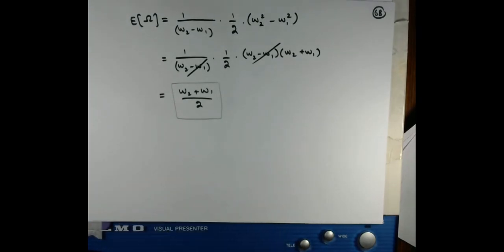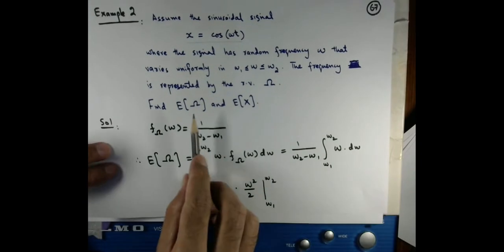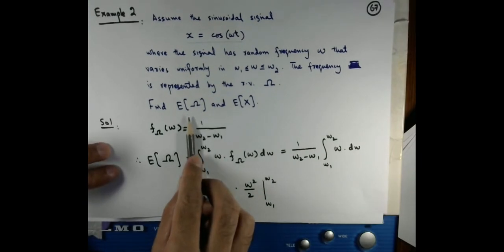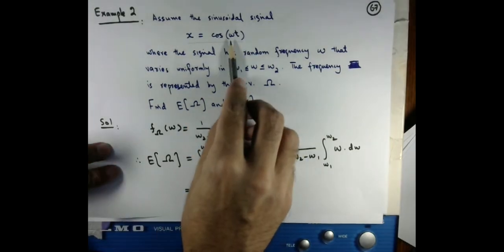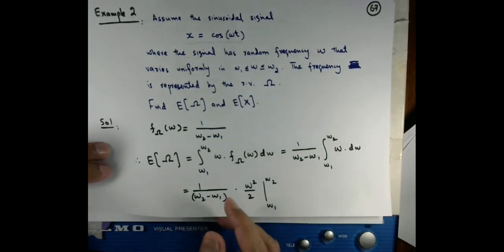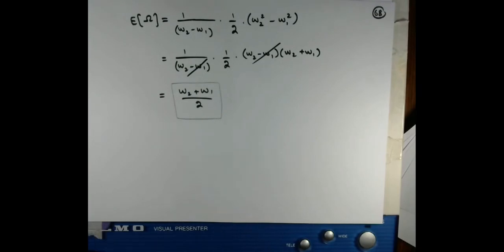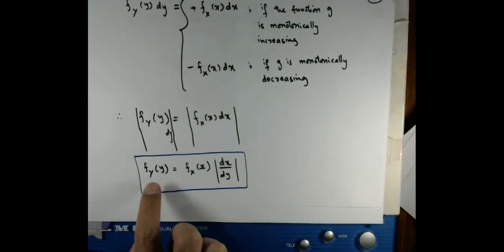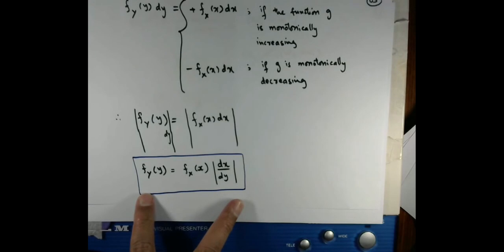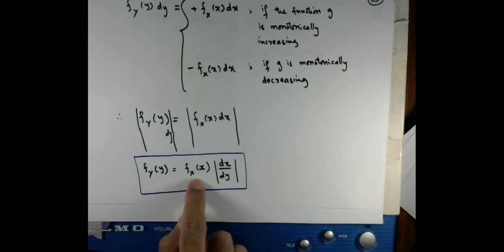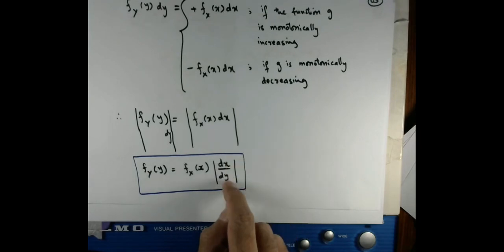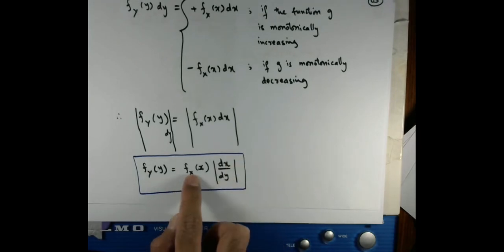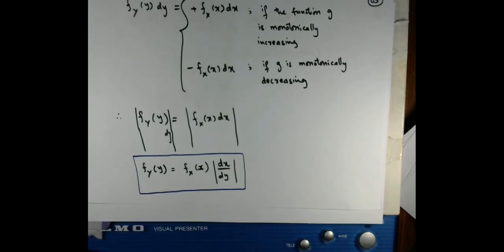So now we have been able to find the first required expectation, the expectation of the parent random variable omega. From here we will try to find the expected value of the derived random variable x. But remember the relationship between the two. The parent random variable and the derived random variable are related as such. You find the distribution of the parent random variable and then apply this dx by dy, multiply it with this distribution, and you get the distribution of the derived random variable.